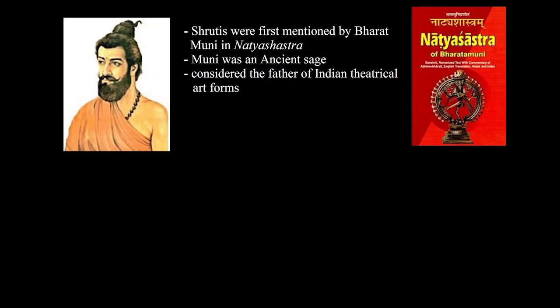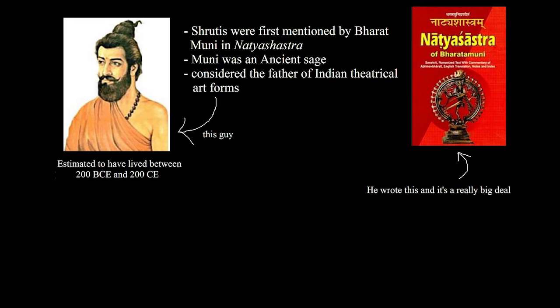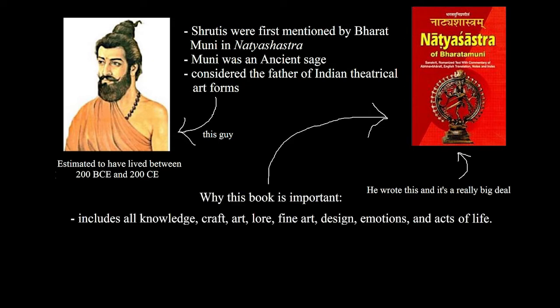Let's talk about the history real quick. So the Shrutis were first mentioned by Bharat Muni in Natya Shastra. He was an ancient sage and is considered the father of Indian theatrical forms. He is estimated to have lived between 200 BCE and 200 CE. No one's really sure. The Natya Shastra is incredibly important because it includes all knowledge of craft, art, lore, fine art, design, emotions and acts of life in ancient India.